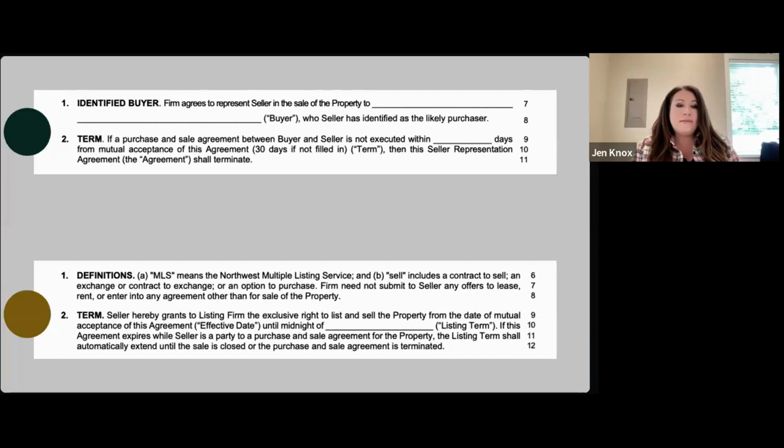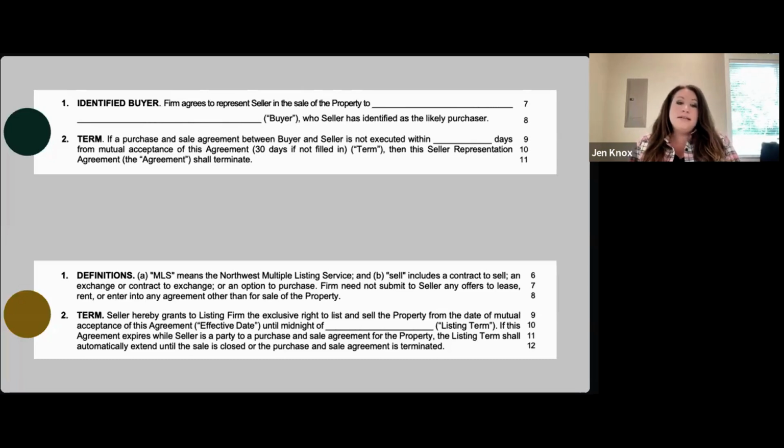Now, the terms can be negotiated just like a listing agreement. For that seller representation, the default is only 30 days. And the idea behind that is that you have already identified that buyer, and that seller does not plan on going live on the Northwest MLS or any public forum for that matter.